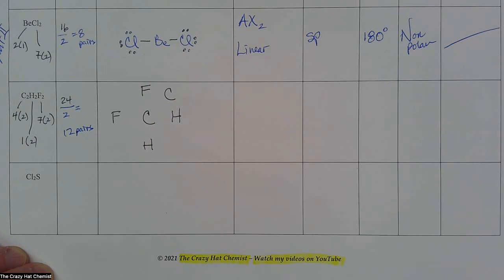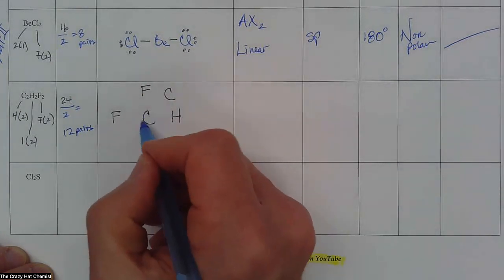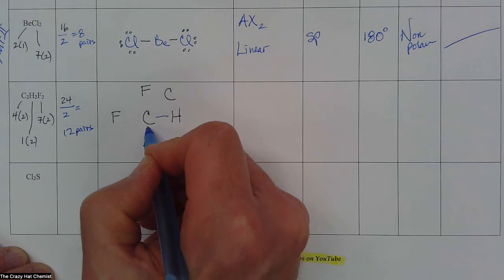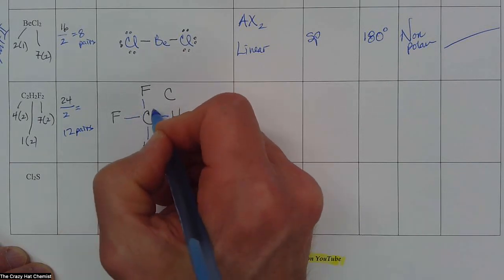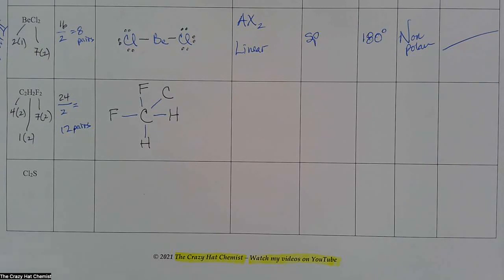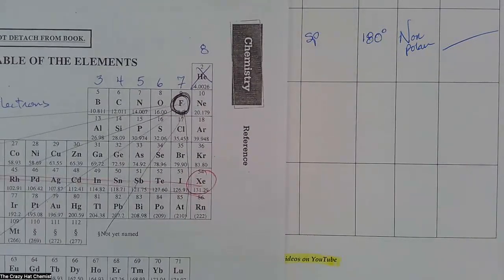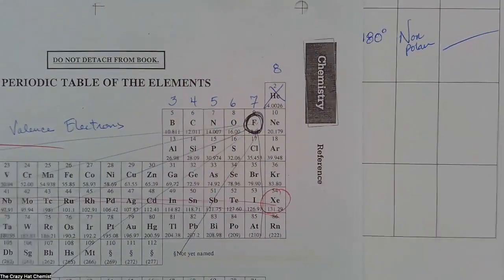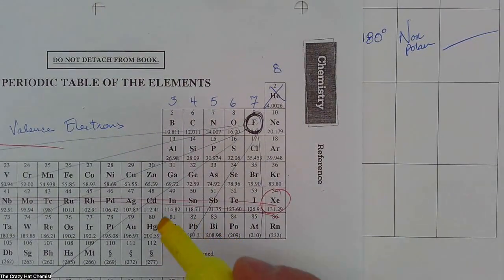And then we have bonding pairs of electrons from the central element to the outside elements. That's 1, 2, 3, 4, and 5 bonding pairs of electrons. And then you're going to ask yourself, uh-oh, we just violated a rule. And this is a very, very critical rule. So I'm going to pull out my periodic table and show you what this rule is. That rule is the following.